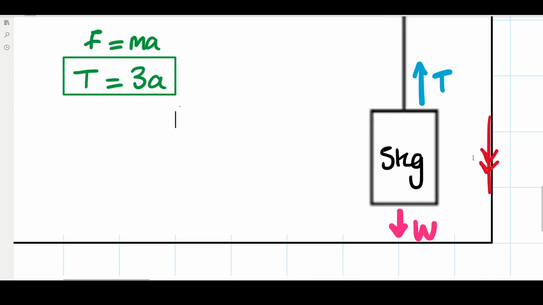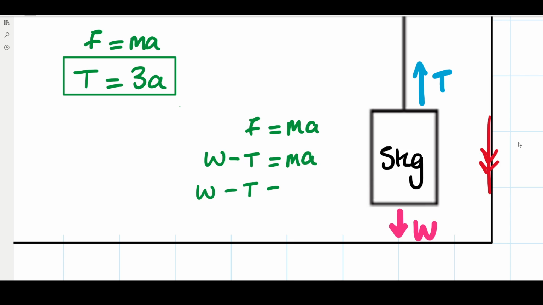If I do the same for the 5 kilogram object, I write F equals ma. Because the direction of motion is downwards, I'm going to consider weight to be positive and tension to be negative, since tension acts in the opposite direction. I don't currently know tension. I do know the mass is 5. I can sub that in.